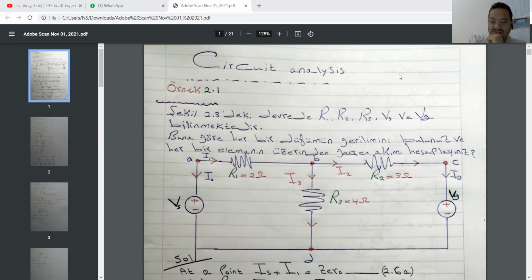Today, in our lecture, we will try to solve some questions related to circuit analysis. In the first example, we have two independent voltage sources, number one Vs and number two Vg. At the same time, we have three different resistances. As we see here, Vs, I1, I2, I3.